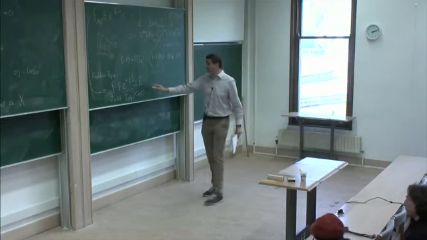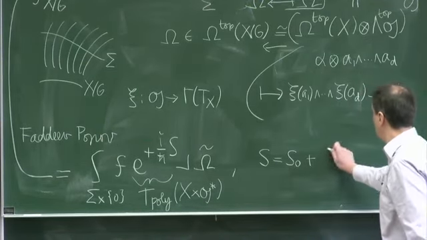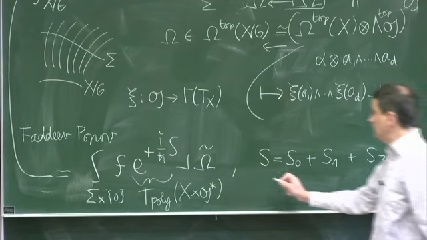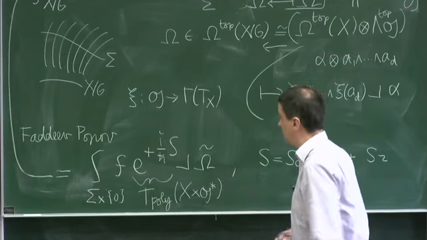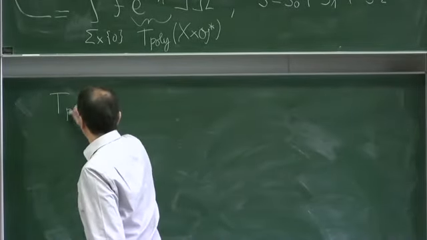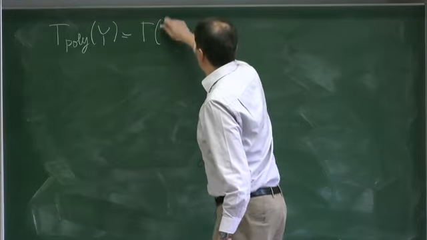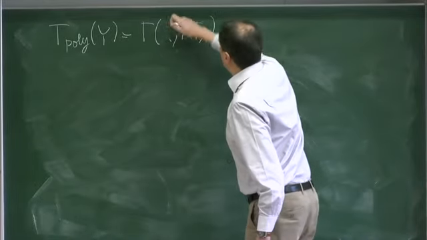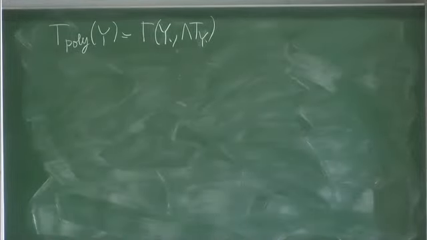And what is this S? S will have the following form. It will start with this invariant form S0, and then there will be S1 plus S2. Right, so maybe I should define again T-poly. We had it in some lecture, but maybe not everybody was in that lecture. So this is the sections of the exterior algebra of the tangent sheaf.